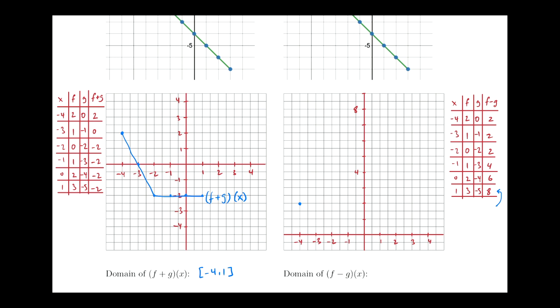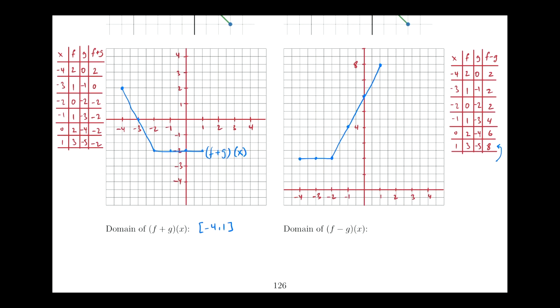Let's continue to graph this. Negative 3 comma 2 would be here. Negative 2 comma 2 would be here. Negative 1 comma 4 would be here. 0 comma 6 is there, and then 1 comma 8 is up here. So here we have this linear function, here we have this horizontal line. And again, from the picture you can see that the lowest x value for which the function is defined is negative 4, and it's defined for all the values up until 1 and including 1. So the domain is in fact the same thing again, negative 4 to 1.